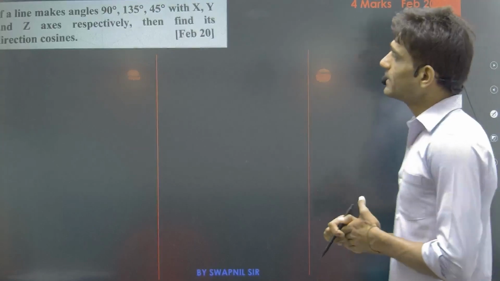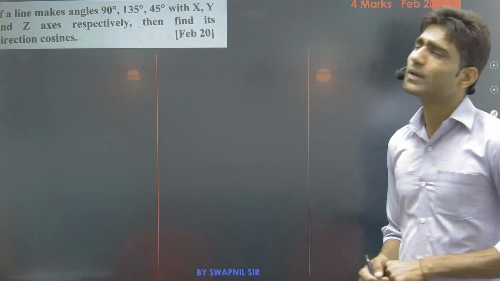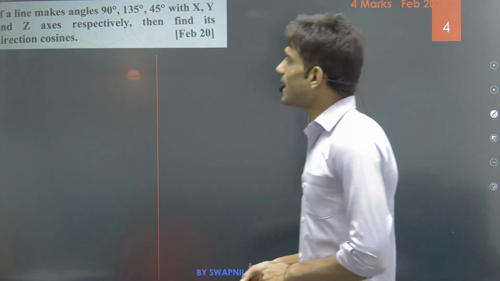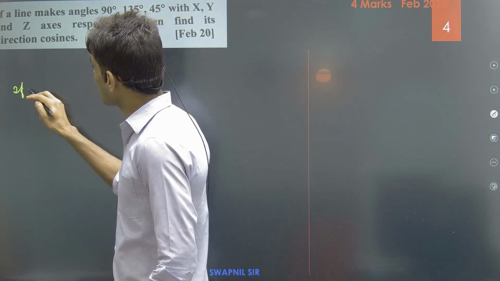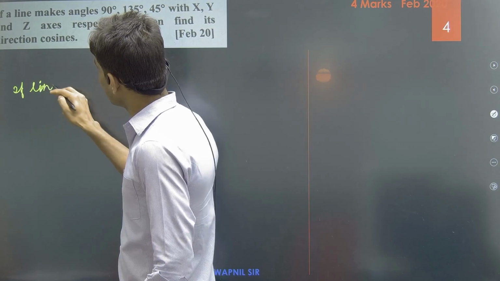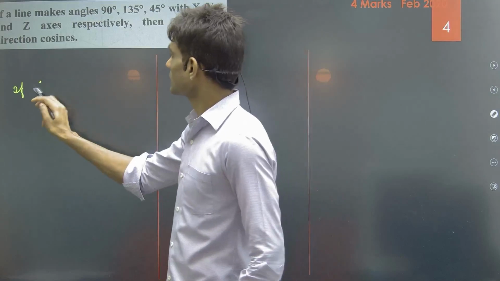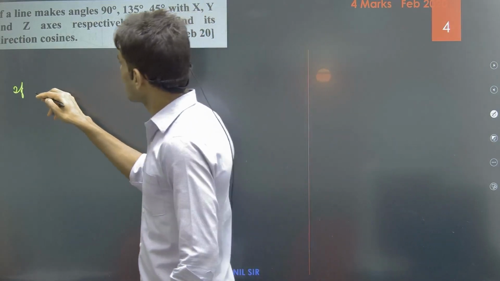In our next example we are given that a line makes angles of 90 degree, 135 degree and 45 degree with the x, y and z axis respectively. We have a line given here.